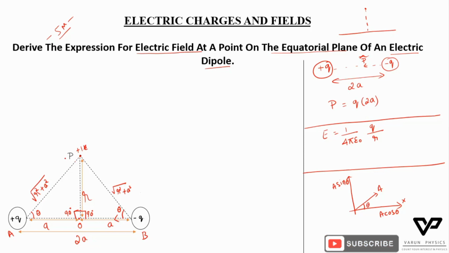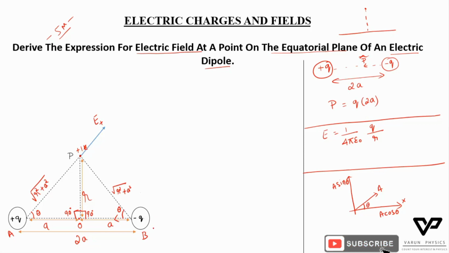Since this is plus and this is also plus 1 coulomb, and electrostatic force is a central force, it always acts along the line of action. Therefore, since it always acts along the line of action, this plus q and this minus 1 will be repulsive in nature. Therefore, the force due to plus q on plus 1 will go in this direction. I will name this electric field as E plus.